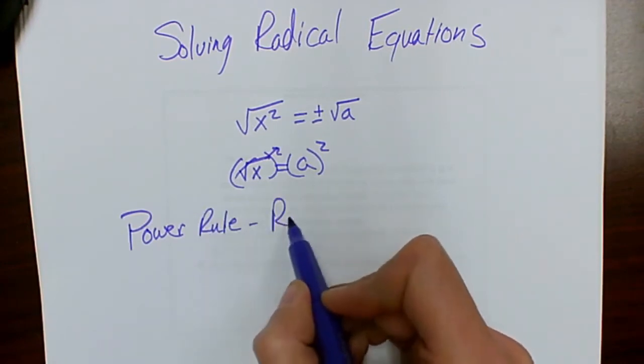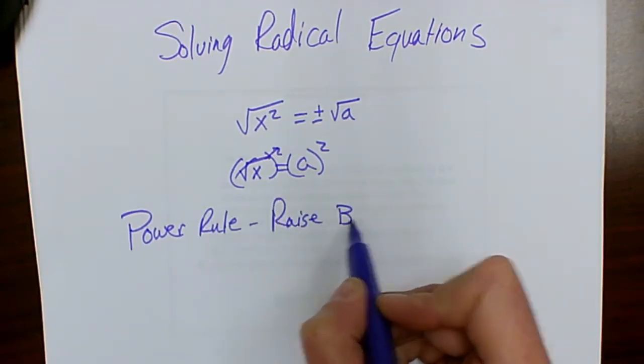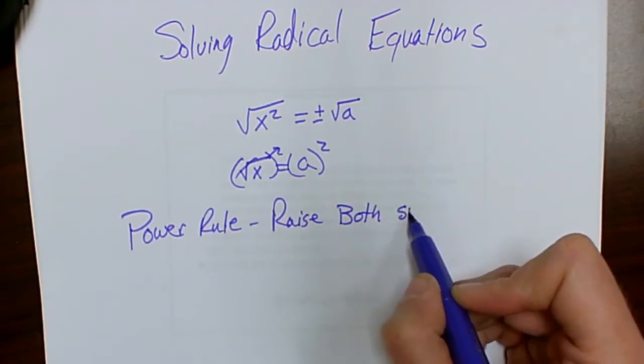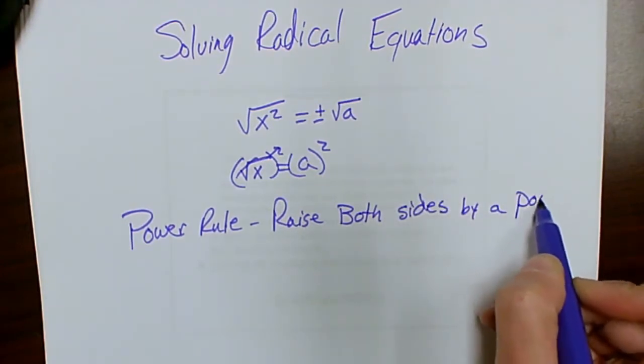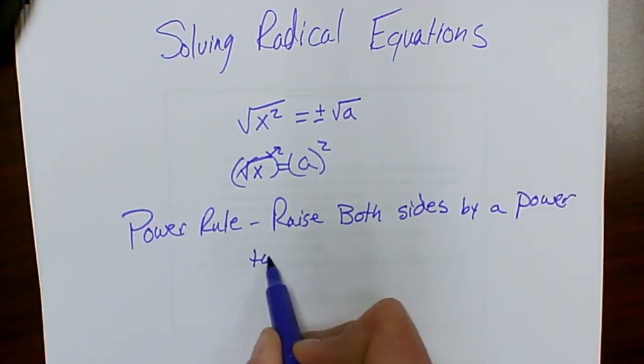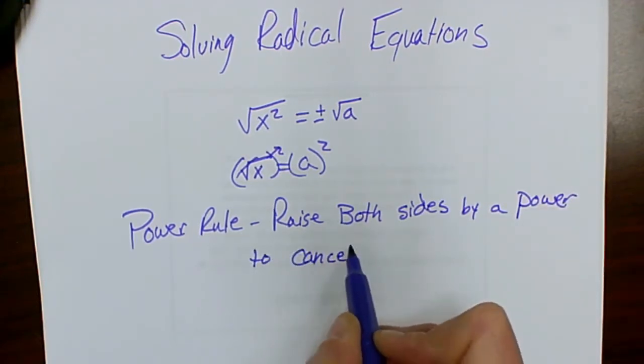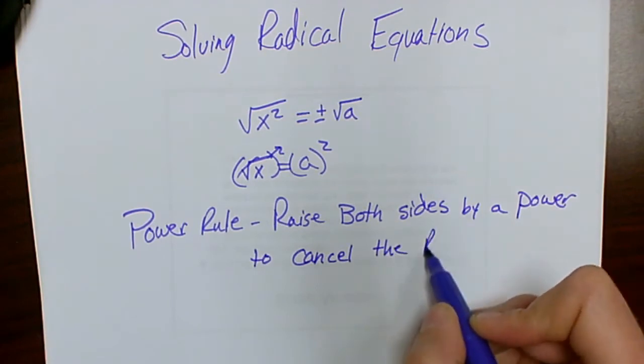where you raise both sides by a power to cancel the radical.